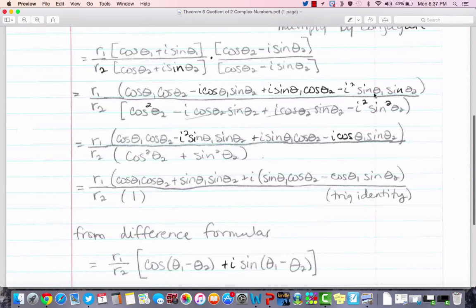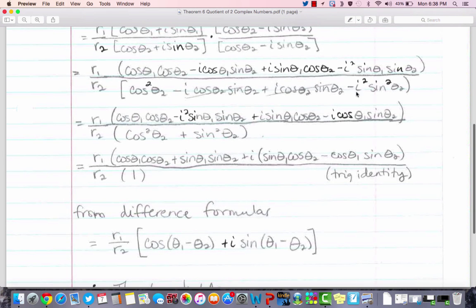And I'm going to go ahead and rearrange up here. I'm going to bring this minus i squared sine theta 1 sine theta 2 with the cosine theta 1 cosine theta 2. And I'm going to rearrange these two terms so that I have my terms with the i in them together. Now, when I cancel this out, I have minus i squared in the denominator. But i squared is negative 1, so minus a negative 1 is plus. That's where that becomes a plus sign.